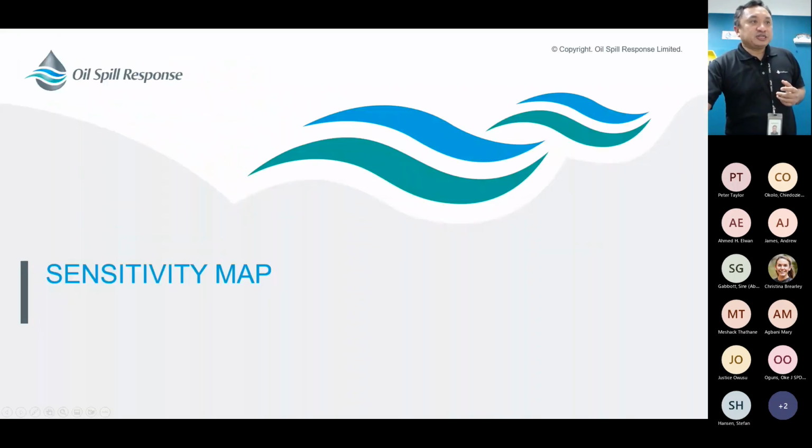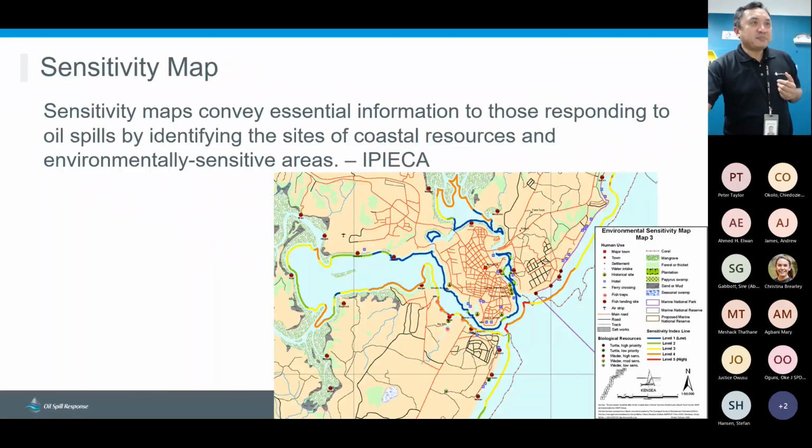First, let's talk about sensitivity mapping. With sensitivity mapping, basically what you are doing is plotting on a map the environmentally sensitive and socioeconomic areas that could be affected. This is very helpful because it provides an idea of how to prioritize your socioeconomic and environmental assets, and it also assists you in having a good idea of the type of response option that you will use, depending on the locality or the sensitivity map that you would have.